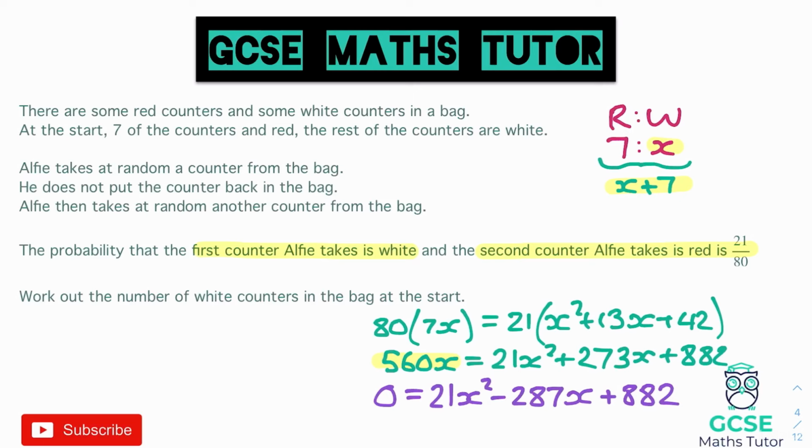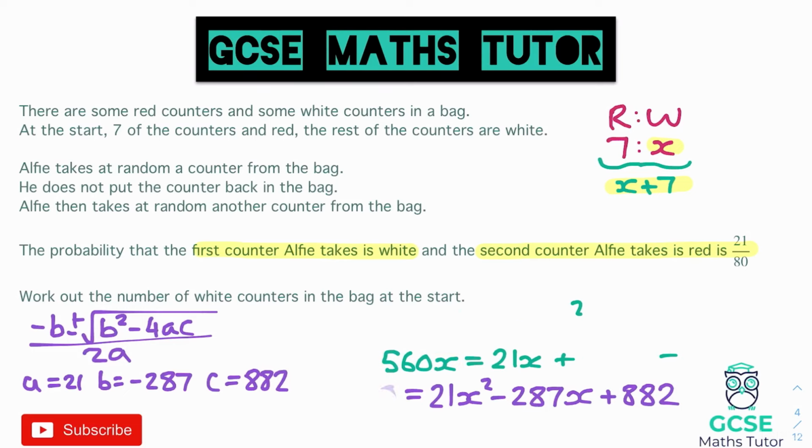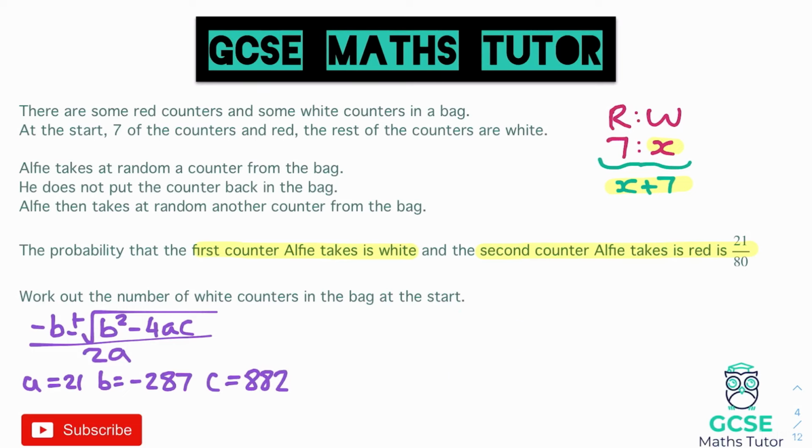So hopefully we know our quadratic formula, minus b plus and minus the square root of b squared minus 4ac, and that is all over 2a. Now for this one, our values, we have a equals 21, we've got b is equal to negative 287, and we've got c is equal to 882. So all we need to do is plug these values into the quadratic formula and find our value of x. So let's get rid of all of this and let's just go about typing this in.